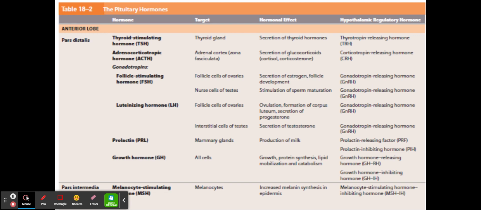One, during fetal development, two, in very young children, three, in pregnant women, and four, in the course of some diseases. The functional significance of MSH secretion under these circumstances is not really known, but the administration of a synthetic form of MSH causes the skin to darken, so MSH has been suggested as a means of obtaining a sunless tan, so self-tanner, if you will.